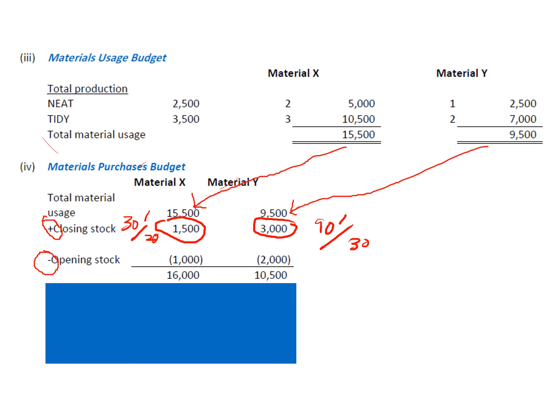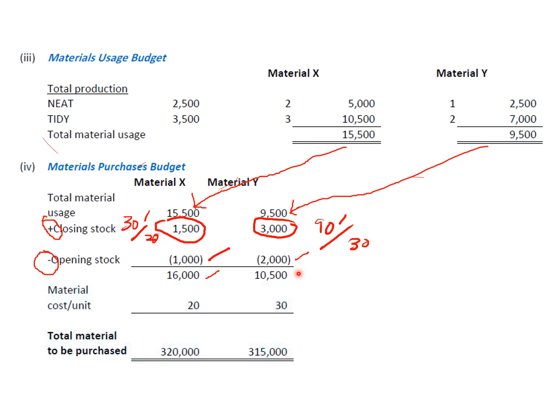Okay. Dan kita akan tolak dengan the closing stock of 1,000. Ini kira guna cara yang sama. This one. And then also untuk material Y. Yang ni. Right. And then you tambah dan tolak. Dapatlah 16 ni. Here. 16. Dan 10,500. What is next?